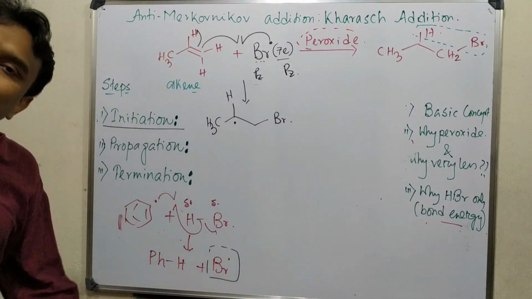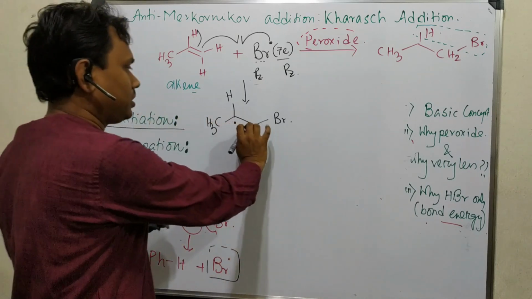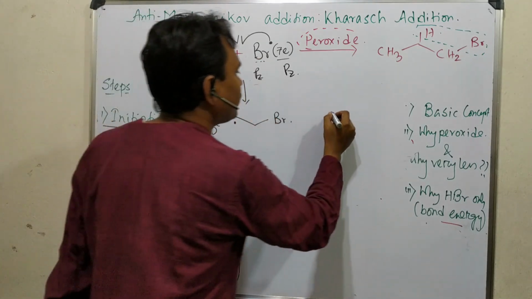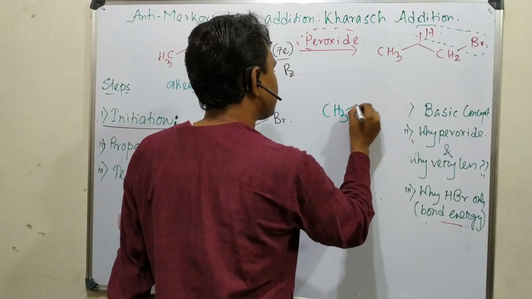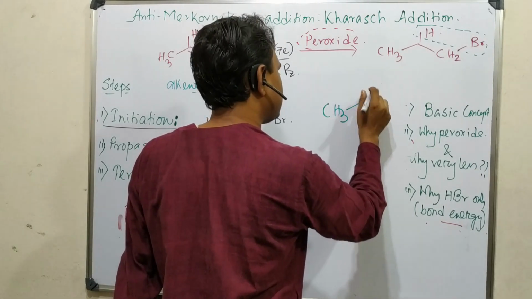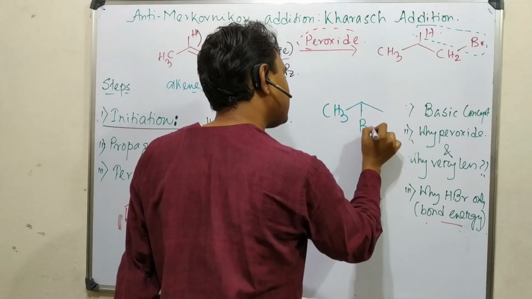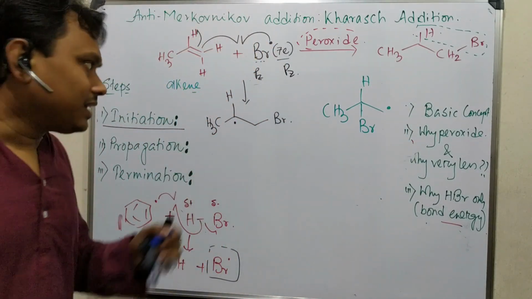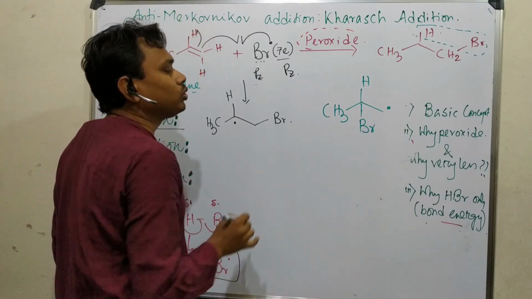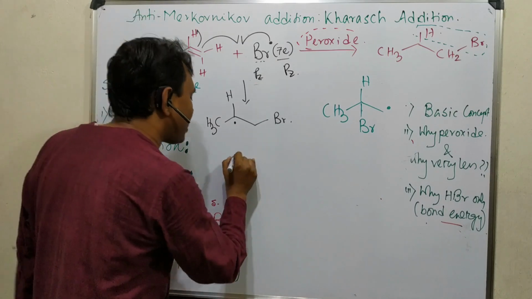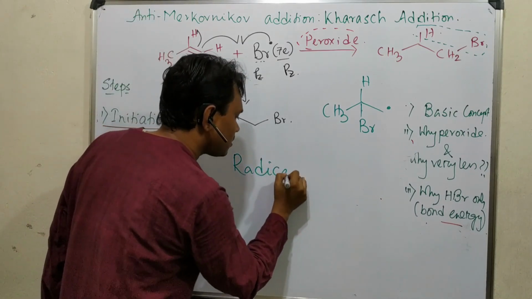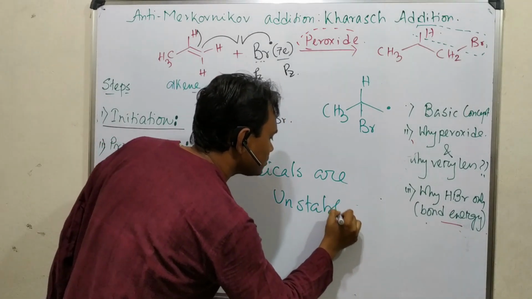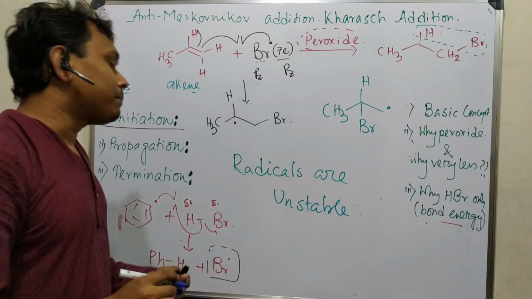Why am I writing this? You may argue that no, it will not be produced; instead, it will result in the production of another one. See, what is that? CH3, this is the Br, this is the H, and the radical is here. Now, if you talk about the stability of the radical, both are unstable. Radicals are unstable species. So now we have to compare relative stability.